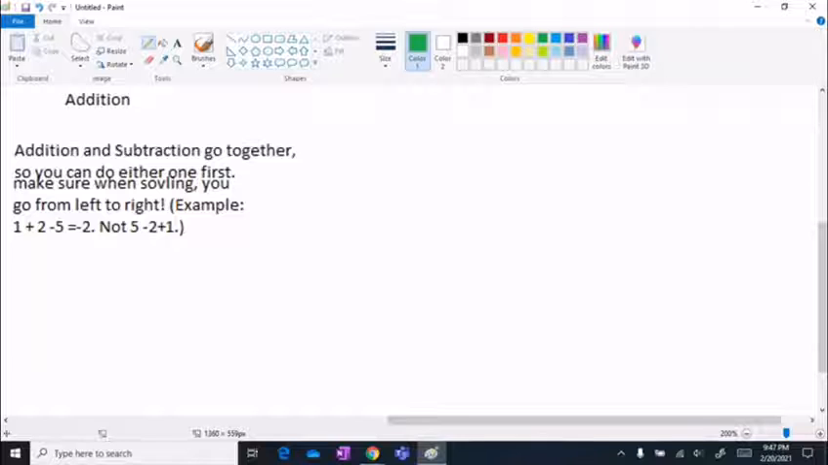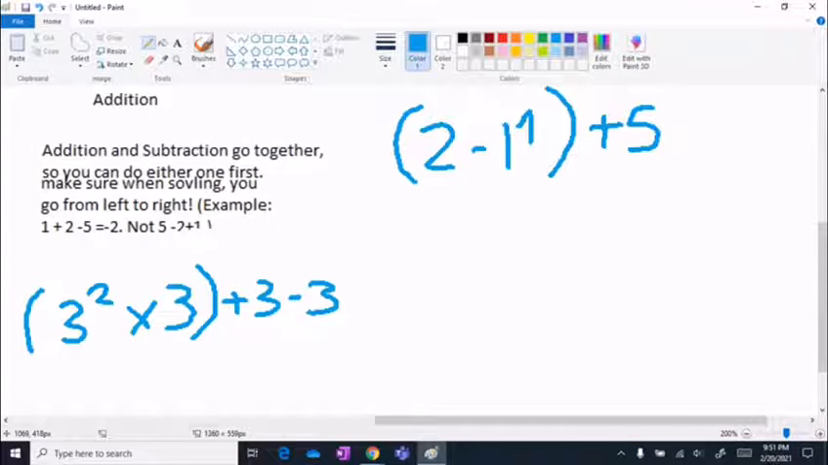Now let's get some examples going. Now let's do these examples. The first one, 2 minus 1 to the power of 1 plus 5. This is easy. Let's solve what's in parentheses first, because that's the number one rule. 2 minus 1 to the power of 1 is what's in parentheses.